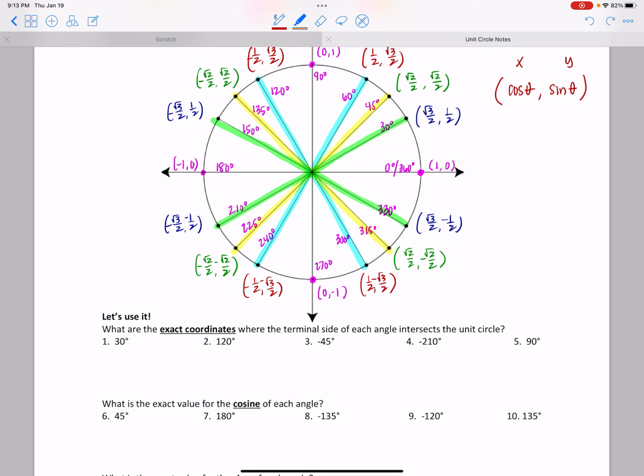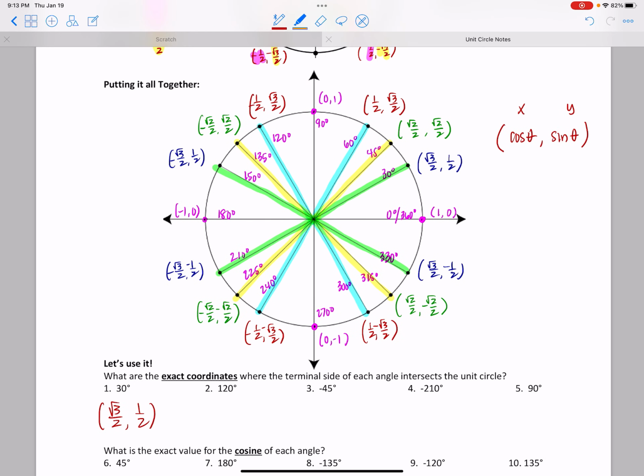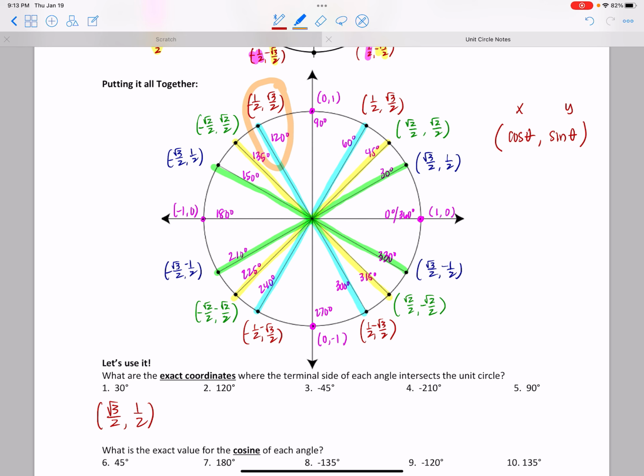So if I asked you what are the exact coordinates where the terminal side of the angle intersects the unit circle, we're literally just going to pick coordinates off of this reference sheet. So 30 degrees, I can see 30 degrees right here, these are the coordinates. So I'm just going to write those coordinates down because that's all it's asking me to do here. So 30 degrees is radical 3 over 2 and 1 over 2. 120 degrees, I can see that. That's this angle right here. So those coordinates are 1/2 and radical 3 over 2. But that 1/2 is negative. Let's not lose that.